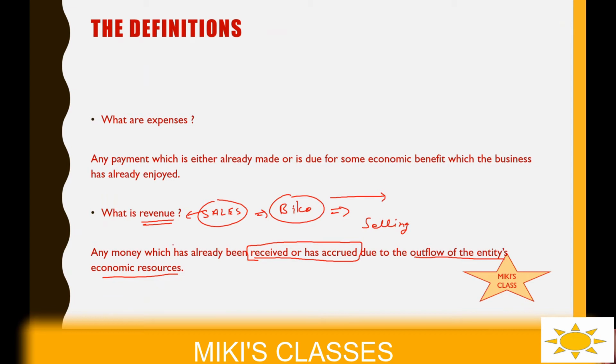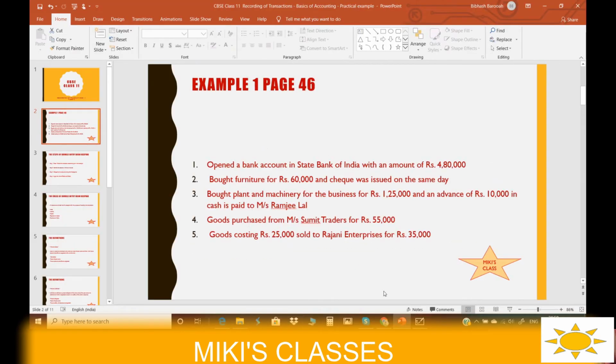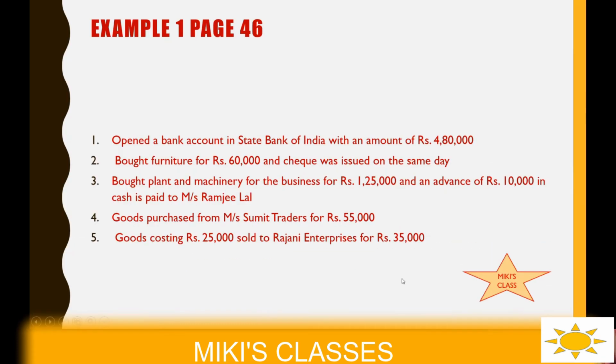Okay. Now let's go to the example. Now that you know all of this, let's go back to the questions. So let's get into example number 4. Okay, we'll do this now. Goods purchased from Messrs. Sumit Traders for rupees 55,000. And you'll notice the word cash is not mentioned.